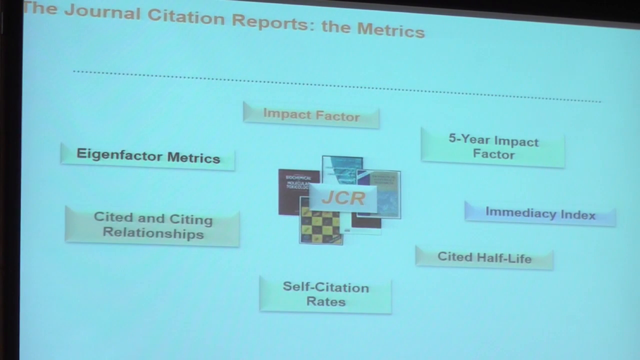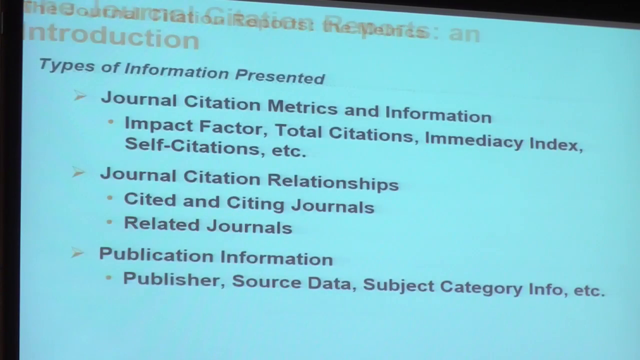So the JCR is more than the impact factor, as we know. And I'm going to talk about some of these other metrics very quickly. We'll start with the impact factor, but the journal citation metrics and information. We have the impact factor, total citations, immediacy index, self-citations. We also have journal citation relationships, the citing and cited journals. We have related journals. We also have publication information, percentage of citable items, the source data, the subject category.